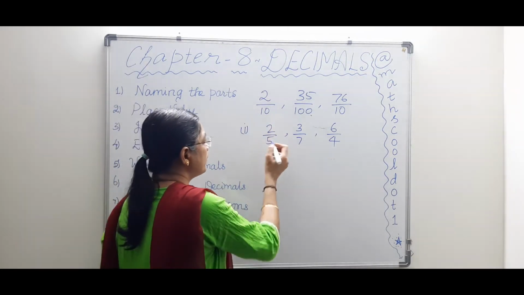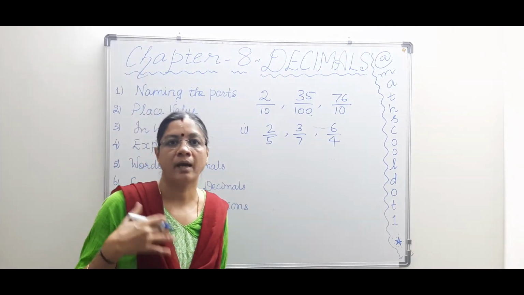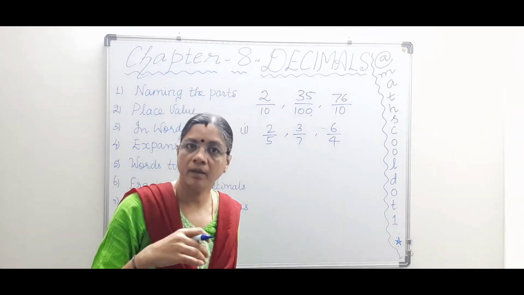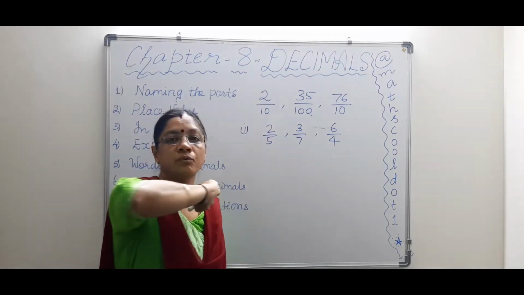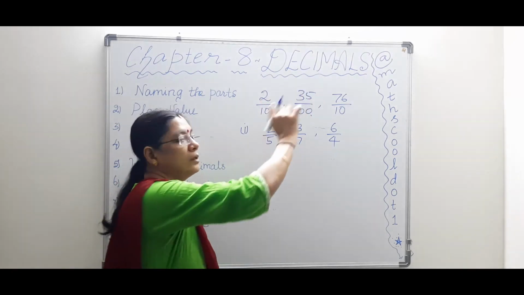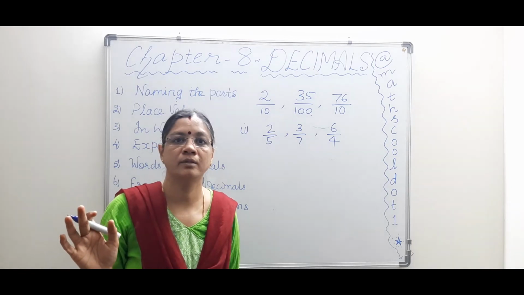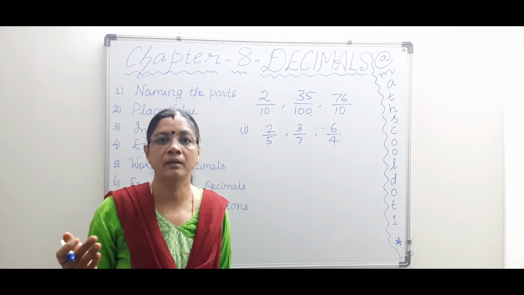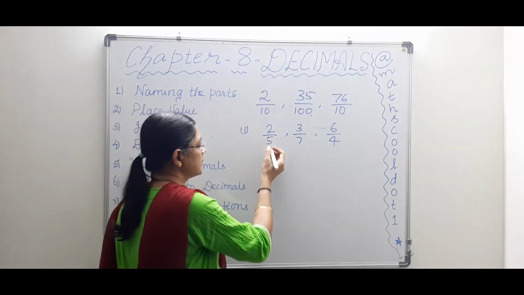Okay. So now 2 by 5, see the denominator. If the denominator can be changed into 10, okay, do you understand? If the denominator can be changed to 10, then you can follow the same method you followed for this. After changing the denominator to 10, you can do it like this one. If at all the denominator cannot be changed as multiples of tens, like tens or hundreds or thousands, then you can do normal division.